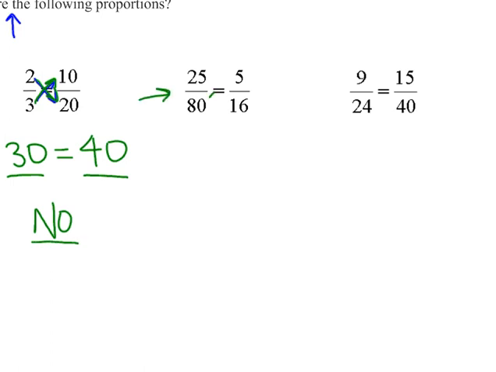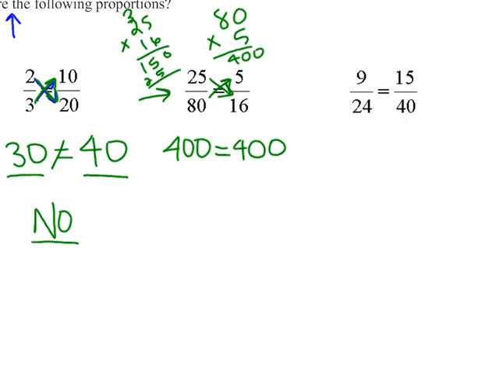Moving on to this next one, we can multiply here. We have 80 times 5. 8 and 5 is 40, so that gives us 400. And if this is a proportion, it should be equal to 25 times 16. And 25 times 16 is 400. So I know that this is a proportion. So yes, this is a proportion.